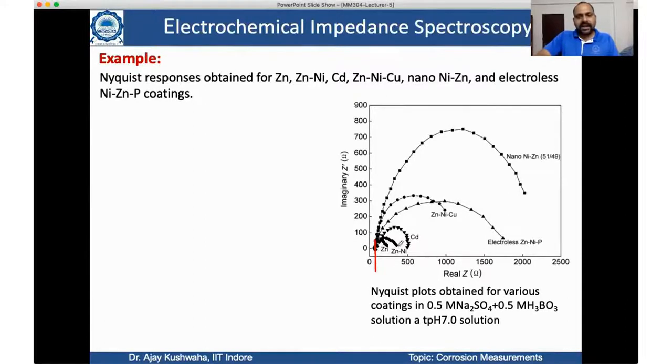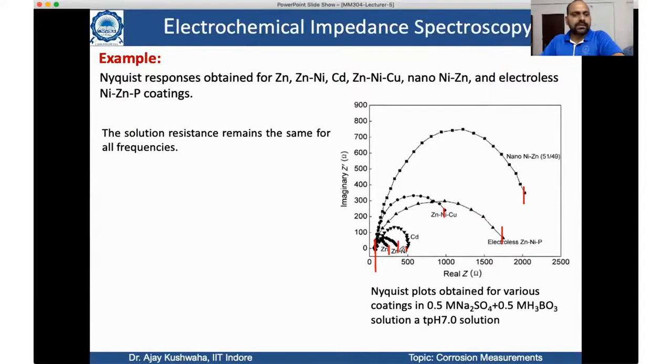But see the end point. The value of R omega plus Rp is very different in all the cases. The polarization resistance is very high in this case, very high in this case, and slowly it is less here. So in each sample we can get the value of Rp, right? And by using that value of Rp we can calculate the corrosion rate. The solution resistance remains the same for all the samples.